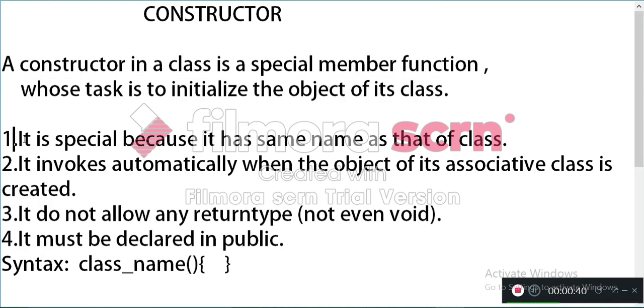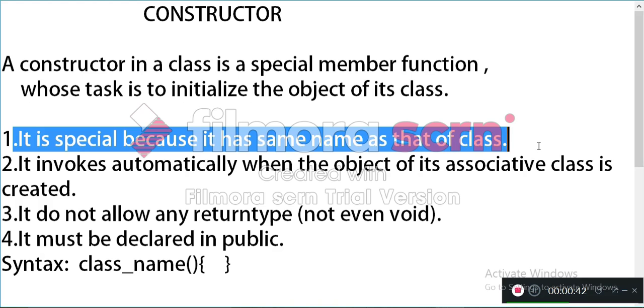Now, the first point is that it is special. As we said, we will discuss why it is a special member function. Because it has the same name as that of the class. Suppose the class name of the program is demo, then the name of the constructor must also be demo, because the name of the constructor and the name of the class must be the same. That's why it is special.